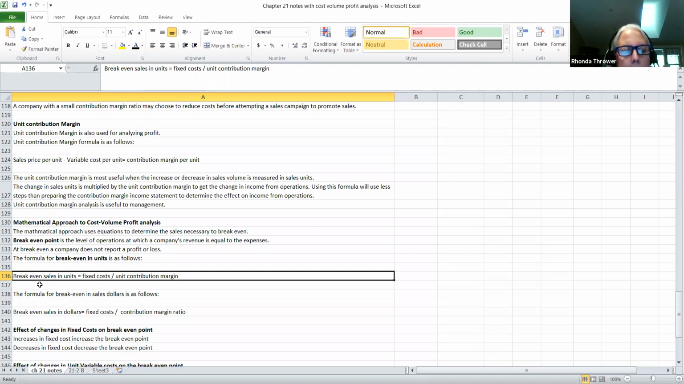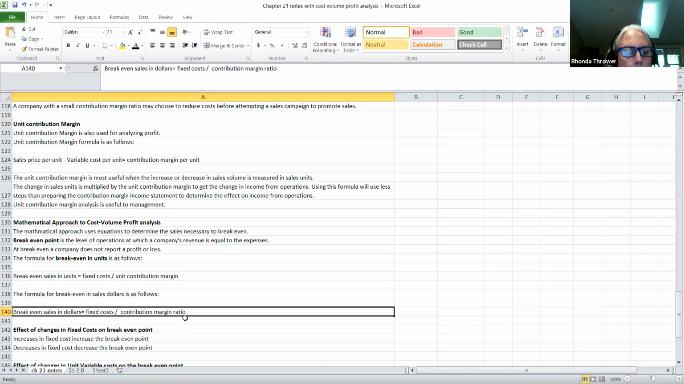You can also calculate break-even in dollar amounts of sales. And the formula is very similar. As you can see here, you're still taking your fixed cost, you're still dividing it by a contribution margin, but this time notice the denominator has changed to ratio, whereas before this was the unit contribution margin. We're going to use the contribution margin ratio, and that will tell us the sales in dollars that we have to use in order to break even.